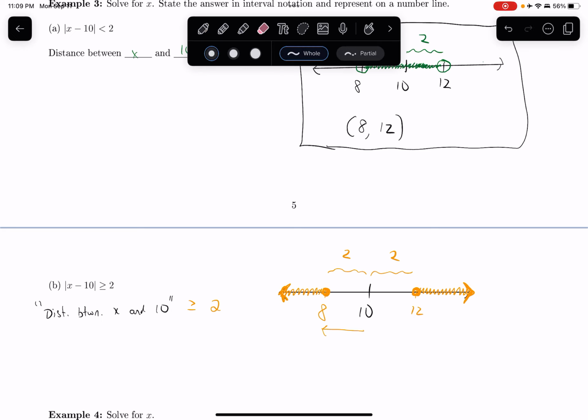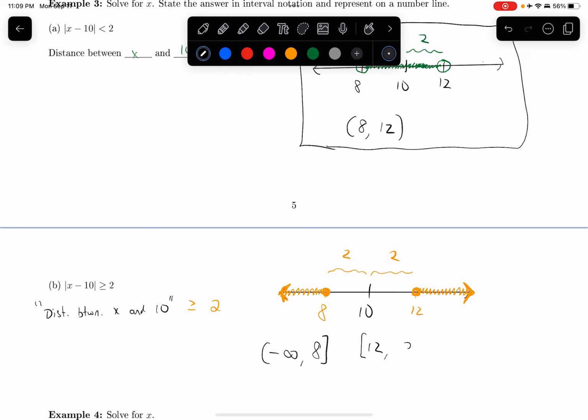Okay, so this time I was shading everything on the outsides of those endpoints because my distance could be greater than or equal to 2 units away. Let's put this in interval notation. This starts negative infinity up until 8. Remember, negative infinity is always a parentheses. I can never actually reach it. 8 is included, so bracket. When I have more than one interval like this that I need to write, the next one starts at 12. It's included, so bracket. And then onwards to infinity.